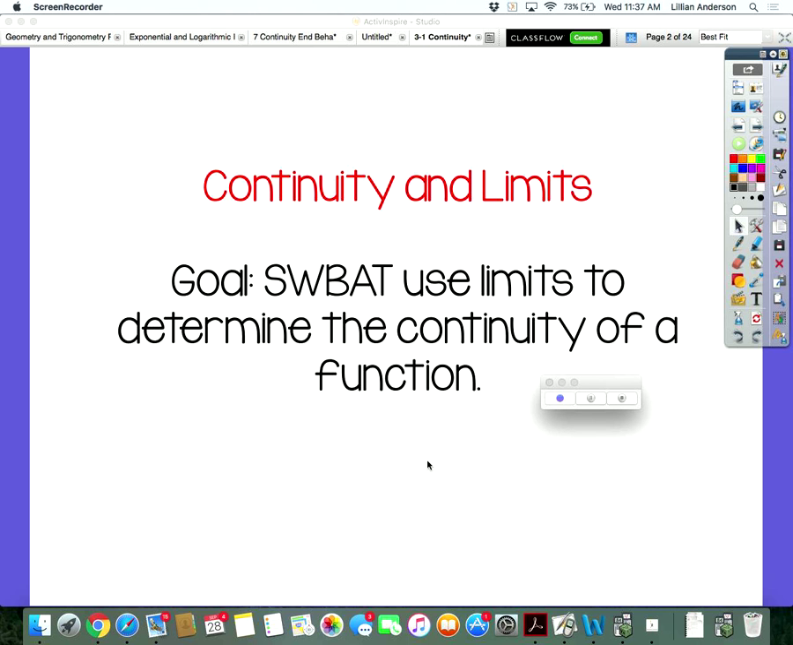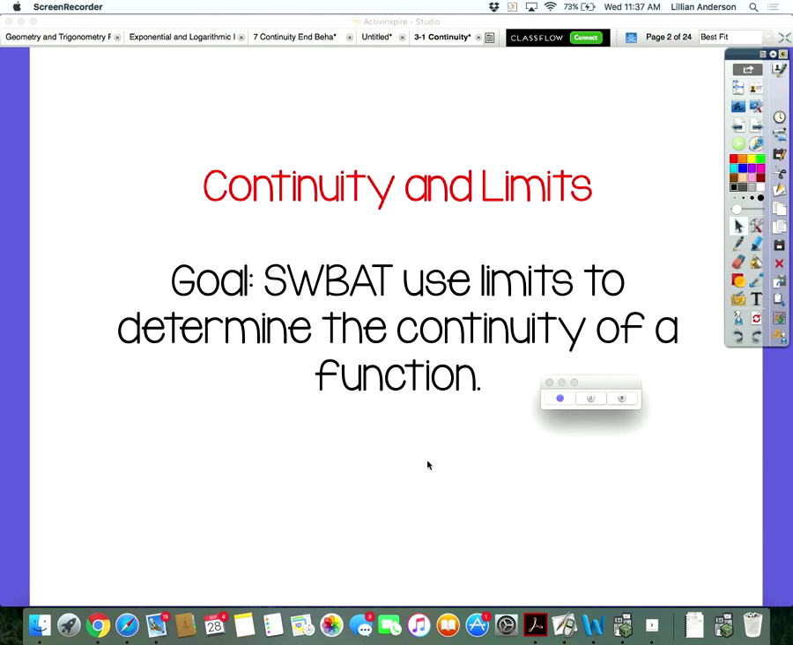Alright, so again, we're talking about continuity and limits. By the end of today, which is a short day, you guys are going to be able to use limits to determine the continuity of a function, okay? So we're going to be looking at a whole bunch of different functions, and we're going to determine whether or not they are indeed continuous.